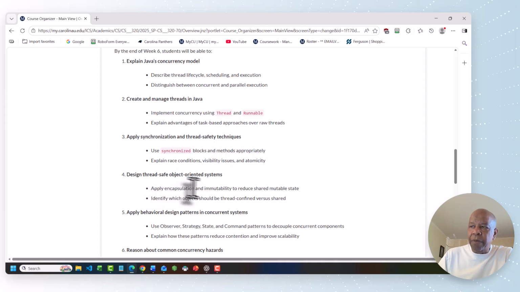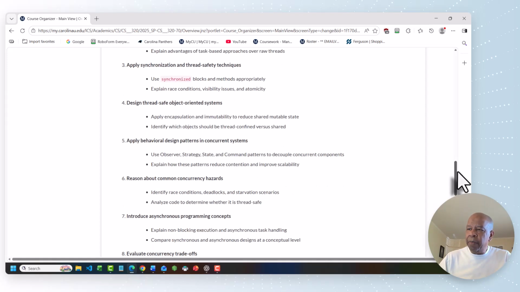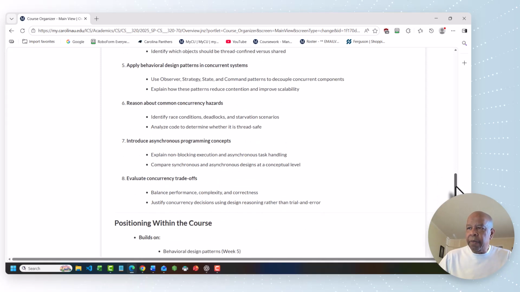Design thread-safe object-oriented systems, apply behavioral design patterns in concurrent systems, reason about common concurrency hazards, and introduce asynchronous programming concepts. Just to boil it down, we're looking at how we run tasks, either concurrently or in parallel. Okay, so that's the basic crux of what we're going to be doing here in week 6.